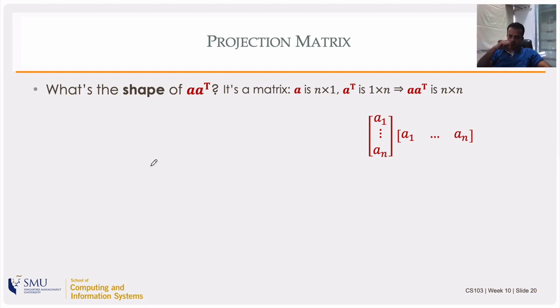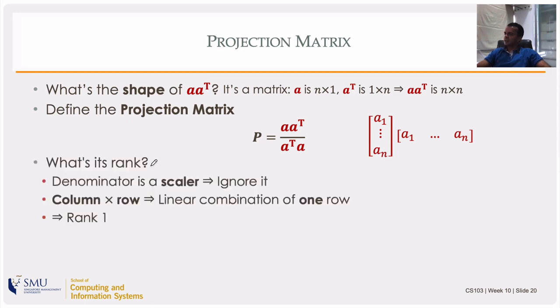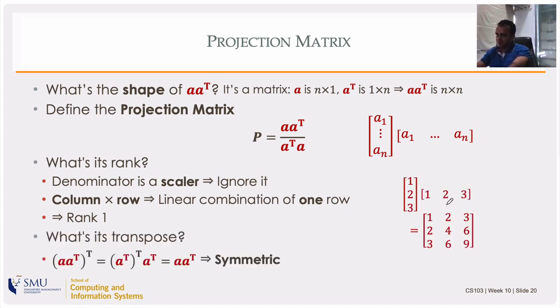A transpose A below is just a number, so ignore that for a minute and look at the shape of A A transpose. That's a matrix because A is n rows and one column, a vector, and A transpose then is one row and n columns. So A A transpose is an n by n matrix. The projection matrix, if you define that as A A transpose divided by A transpose A, is an n by n matrix, but what's its rank? Its rank is 1.